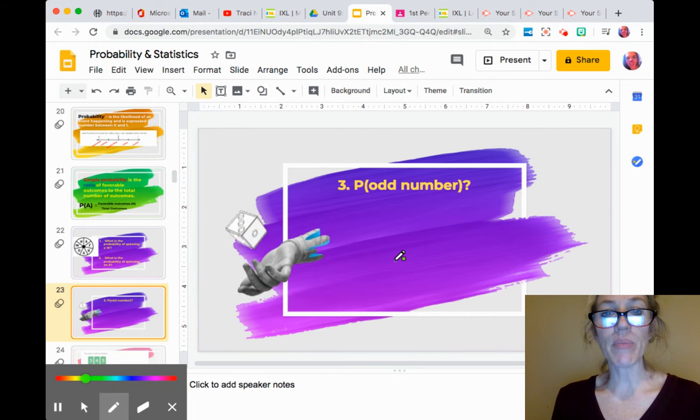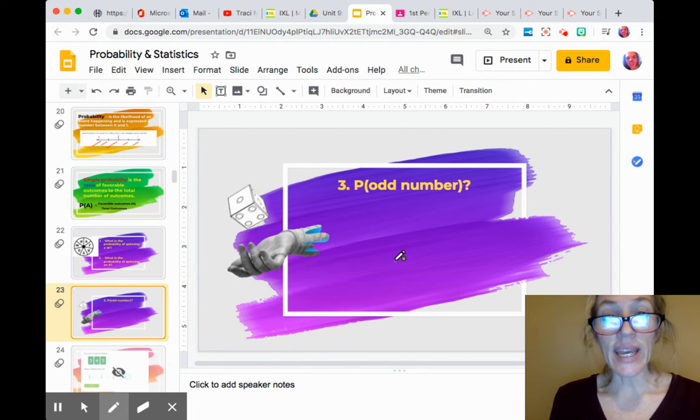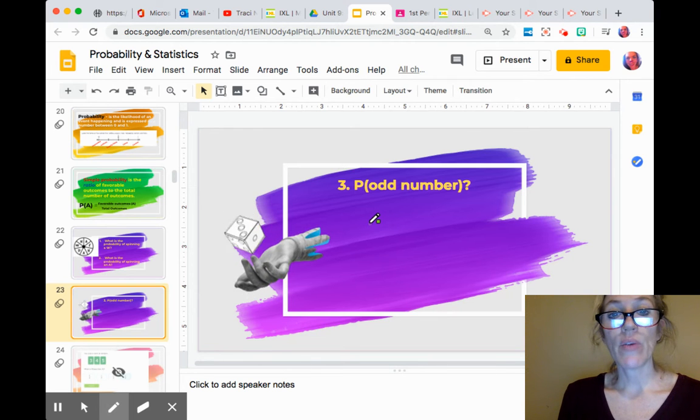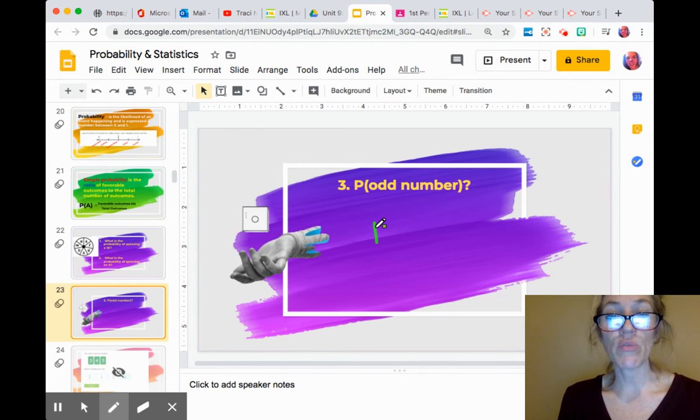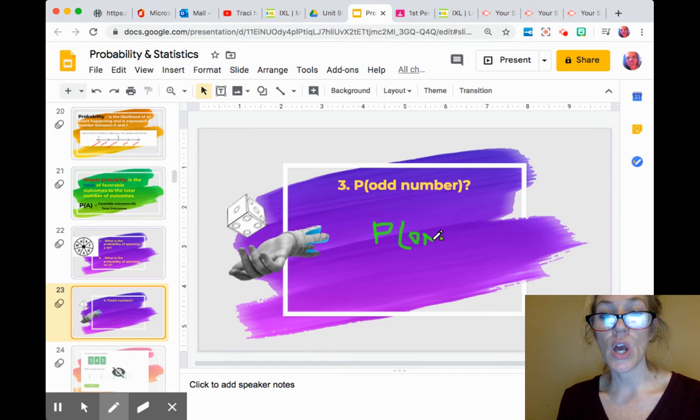All right, now I am going to change my screen. Okay, here's example number 3, where we're rolling a die, and here we go. We're going to find the probability of an odd number. So I'm going to just write probability of an odd number. Oh, did you hear me? I went a little British.